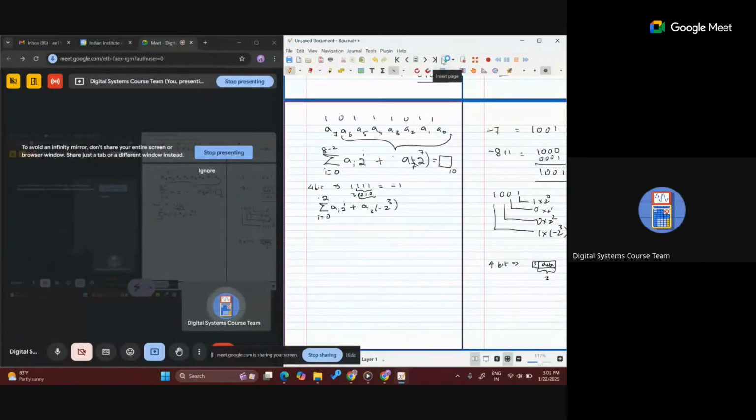Sir, 1111 is equal to 15, which is equal to F, right? How do you write -1? It is equal to 15 for an unsigned number. Okay, I'm just talking about a signed 4-bit number, which is represented in 2's complement format. That's what I'm discussing right now.